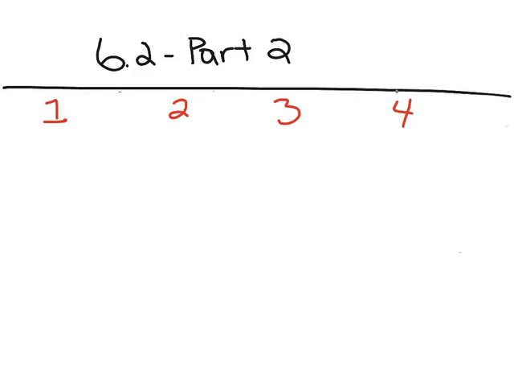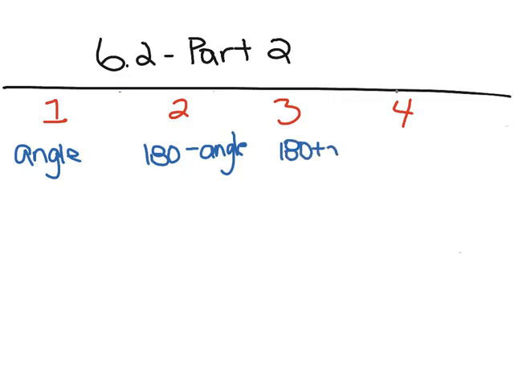If we want to find our reference angle, we know that for quadrant 1, it's just going to be our angle. For quadrant 2, it's going to be 180 minus your angle. Quadrant 3 is going to be 180 plus your angle. And quadrant 4 is going to be 360 minus your angle. So that's just something you need to keep in mind.